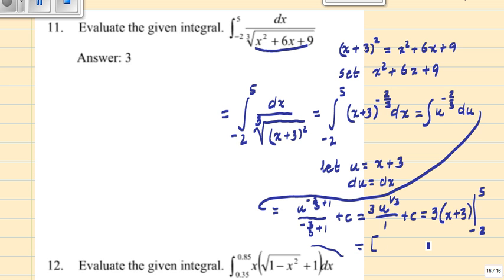and that is equal to 2 brackets. Put the upper limit first, so I have 3 times 5 plus 3, and this is to the power of 1/3, right? 5 plus 3 to the power of 1/3, and minus 3 times minus 2 plus 3 to the power of 1/3, and evaluate that.